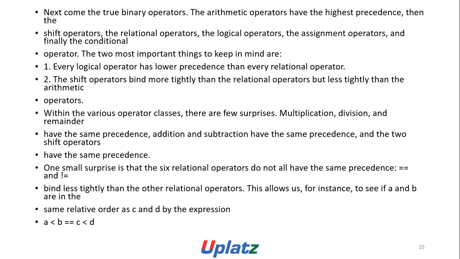Within the various operator classes, there are a few subclasses: multiplication, division, and remainder have the same precedence. Addition and subtraction have the same precedence, and the two shift operators have the same precedence. One small surprise is that the six relational operators do not all have the same precedence. Equal to and not equal to bind less tightly than the other relational operators. This allows us, for instance, to see if A and B are in the same relative order as C and D by the expression A < B == C < D.